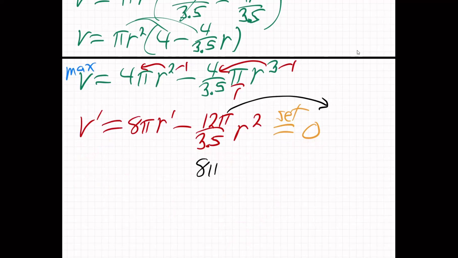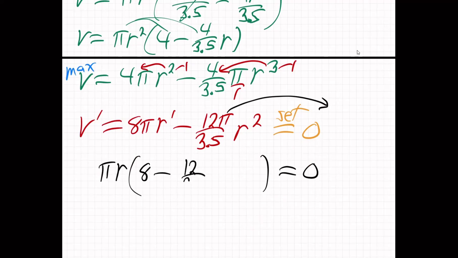So we'll get 8 pi r equals positive 12 pi over 3.5 r squared. Should we do it that way? We could, but let's just factor out pi r. It'll work either way. And this will leave 8 minus 12 over 3.5 r, right? See how that's right? As I multiply that, go back to 8 pi r, multiply that, it'd be 12 pi over 3.5 r squared, r and r, right? Okay, great.